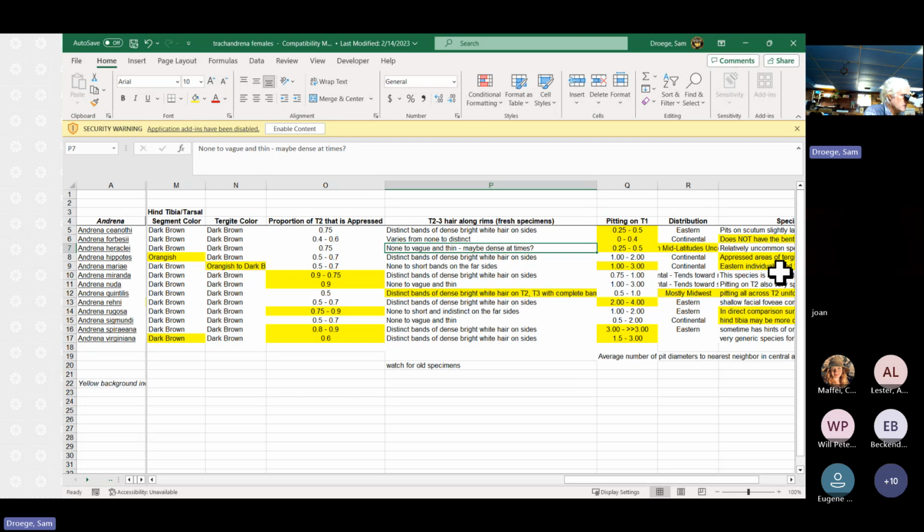This one's a little dirty again. That one's more like 75%. Let's see what I can find. Look at that head feature again. This is pretty good.